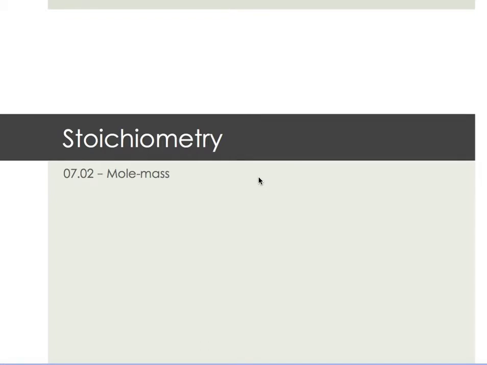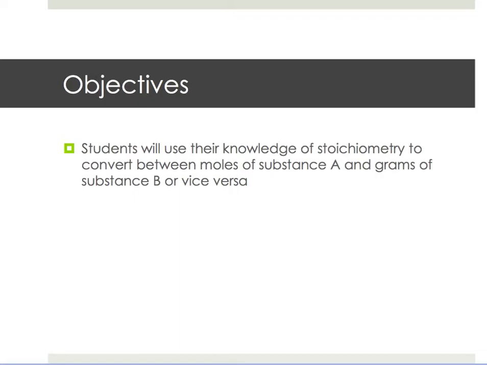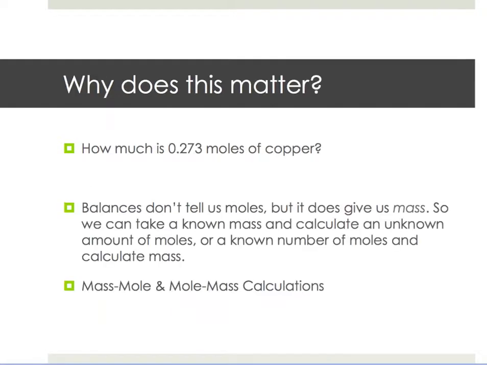Hello, and thank you for joining me today as we continue discussing stoichiometry and different calculations that go along with it. Last time we met, we learned about molar ratios and converting between moles of a substance. Today we're going to expand that, and so our goals for today are for you to be able to use your knowledge of stoichiometry to convert between moles of substance A and grams of substance B, or vice versa. So let's jump right in and we'll see how this goes.